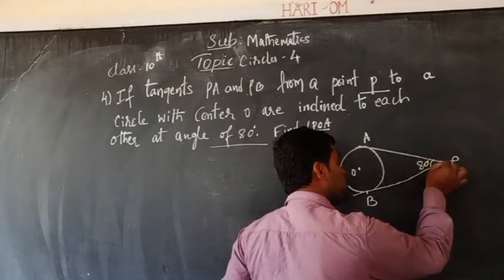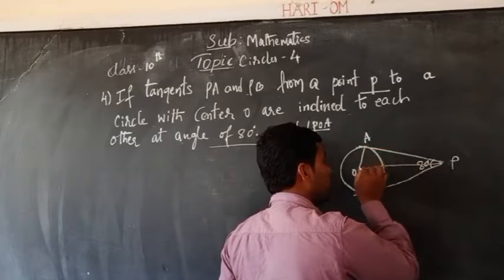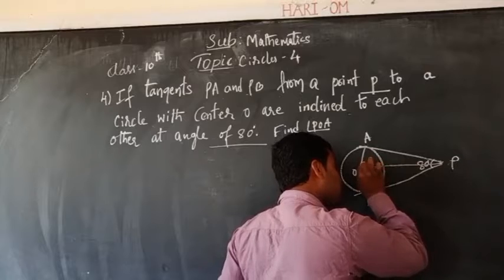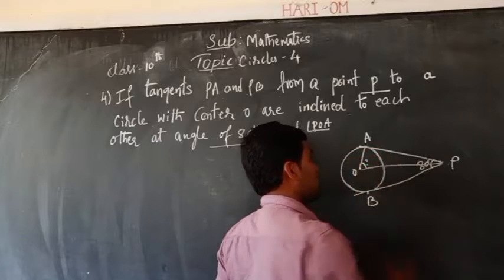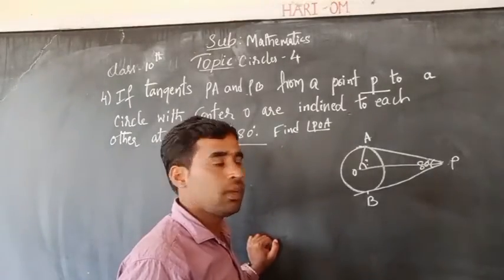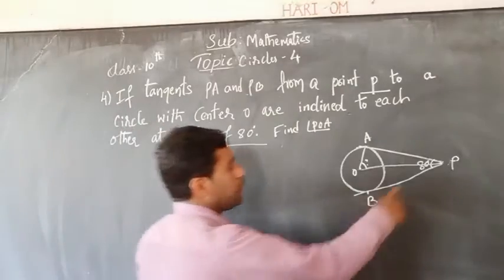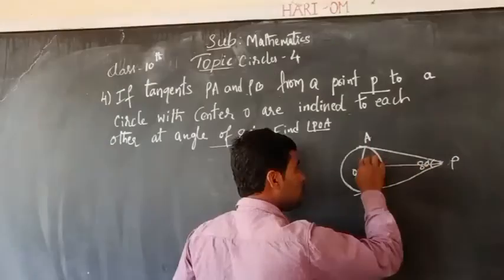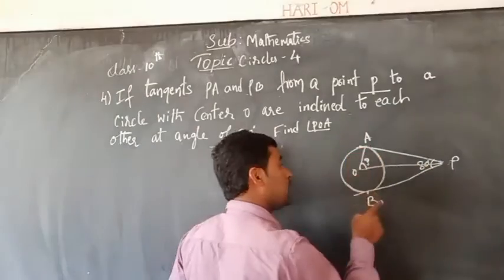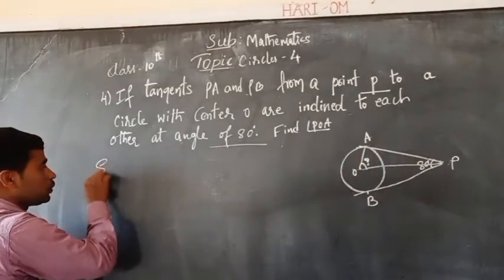POA. So we have to join PO and again join A. Now I should find this angle. What is the measurement of the angle? Is it clear, friends? Now to find angle POA, this is the angle that I need to find. Now come to the solution.